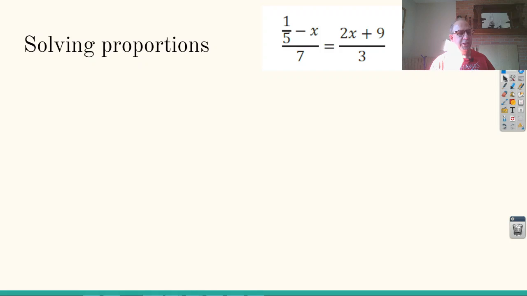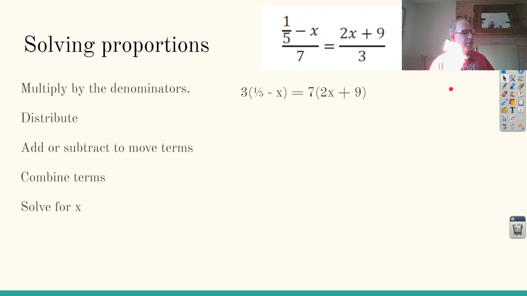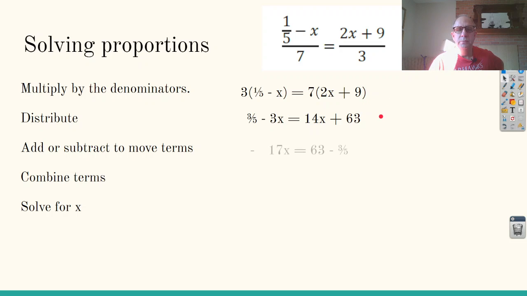So let's see if that was the right first step. Multiply by the denominators. All right, I did it. So if I distribute those numbers, 3 times 1/5 is 3/5. 3 times negative x is negative 3x. 7 times 2x is 14x. And 7 times 9 is 63.